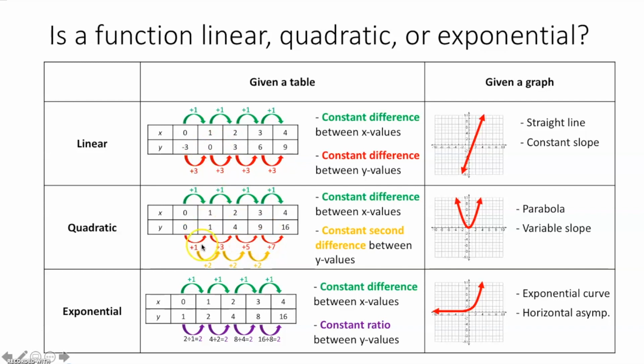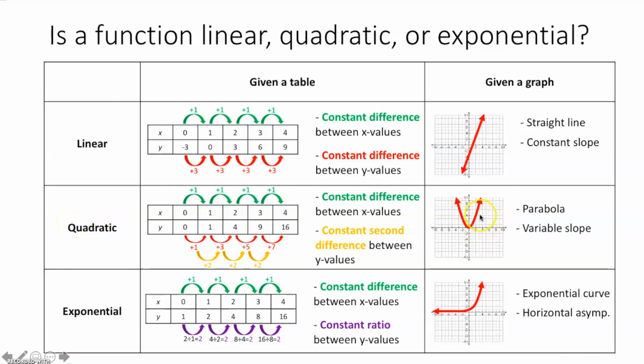But let's find the difference between those differences. Between 1 and 3, in order to get from 1 to 3, that's a difference of 2. To get from 3 to 5, that's a difference of 2. To get from 5 to 7, that's a difference of 2. So you can see we have a constant second difference. And that will tell you that it's a quadratic function.